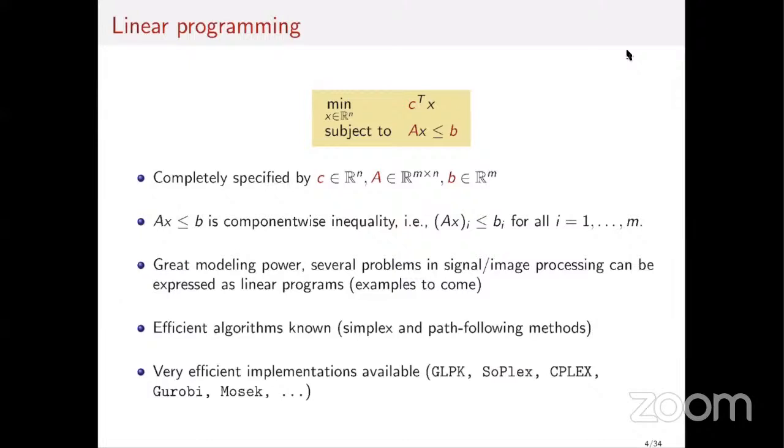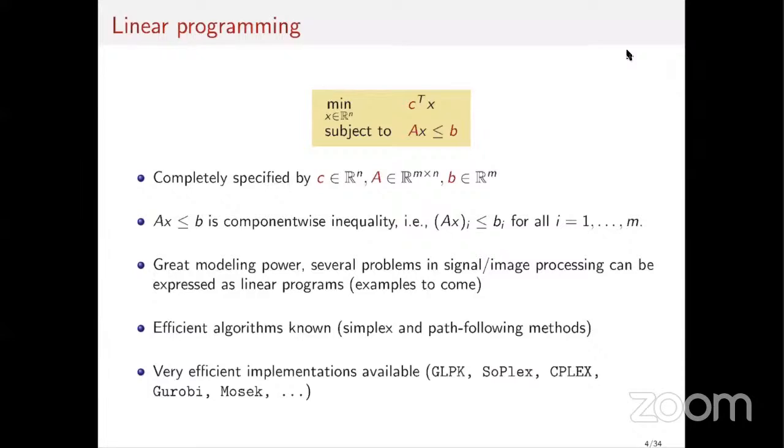Linear programming is probably the oldest topic in the area of mathematical optimization. It dates back to the 1940s. It started in the Second World War to solve some problems in operations research. Famous names associated to linear programming are Dantzig and Kantorovich. So it has a very old history, and that's why we also have very sophisticated and mature algorithms to solve linear programs.